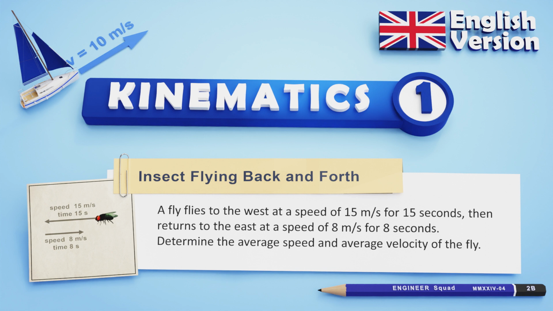Let's dive in. There is a fly that flies west at a speed of 15 meters per second for 15 seconds. Then it flies east at a speed of 8 meters per second for 8 seconds. Calculate the fly's average velocity and mean speed.